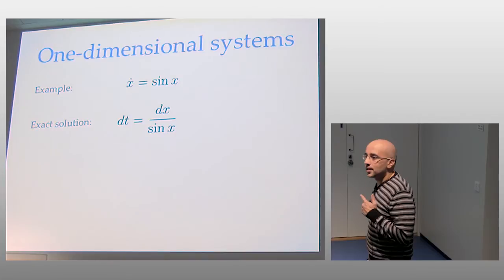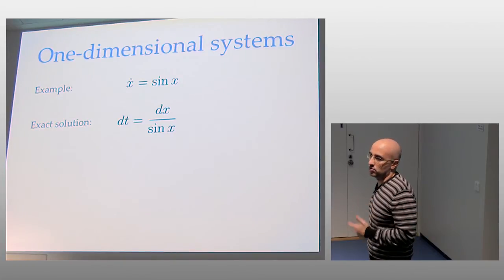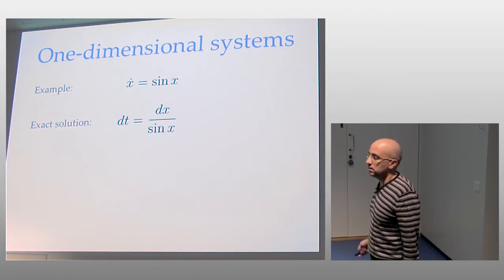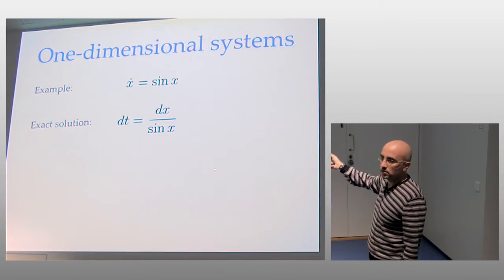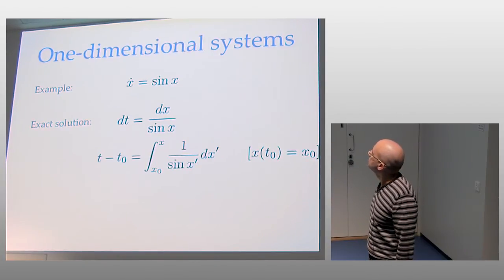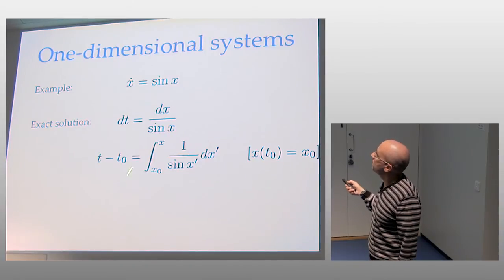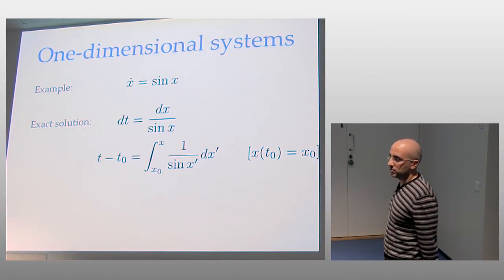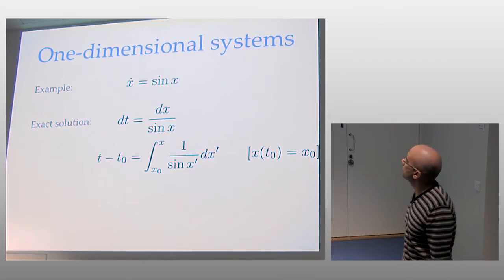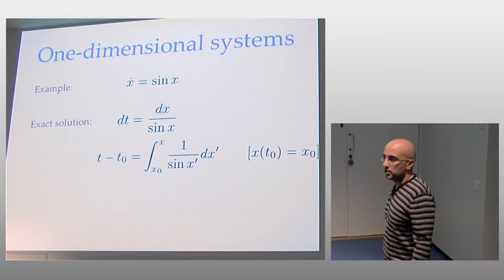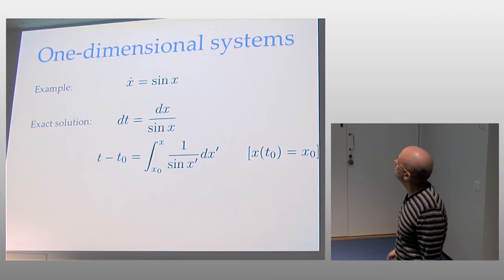The funny thing is that in this case, there is a simple exact solution. The equation can be solved exactly this way. You separate the variables, you integrate both terms. Integral of dt gives you the finite increment of time, so t minus t0, where t0 is the initial condition, the initial point of your motion.